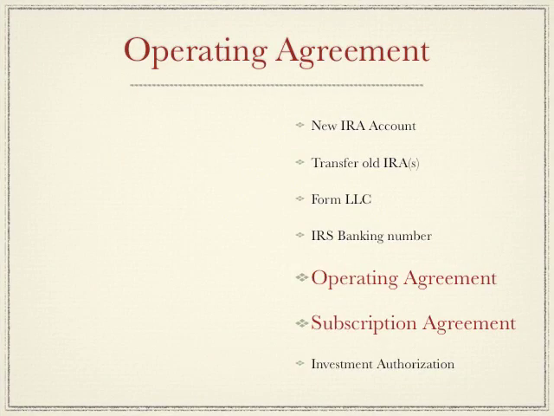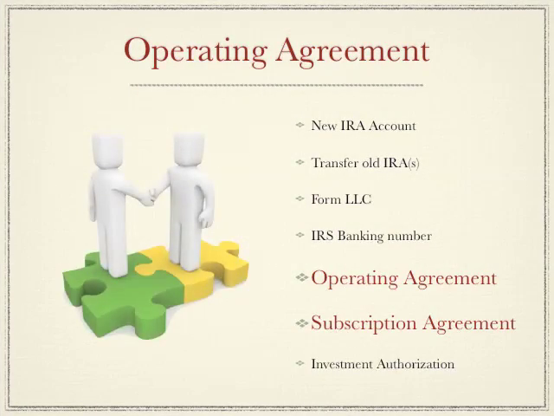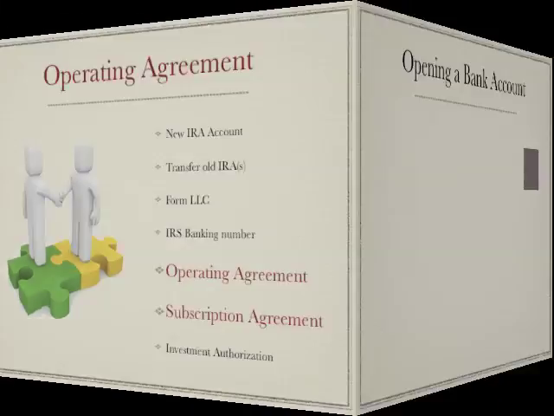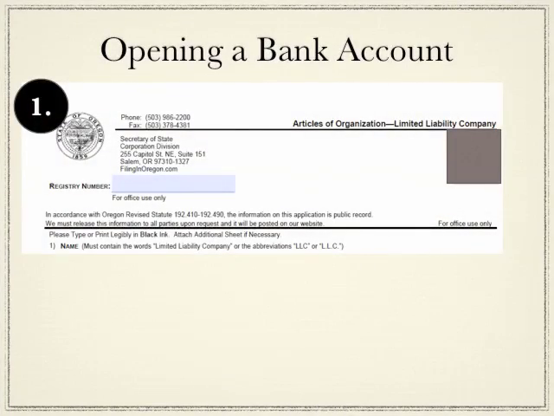Then the operating agreement and subscription agreement. We've already talked about the operating agreement. These 2 documents are very important documents. They have to be drafted precisely, or the custodian's not going to allow the investment of the IRA into the LLC. So we do that as well. Now, you'll be ready to open up a bank account.